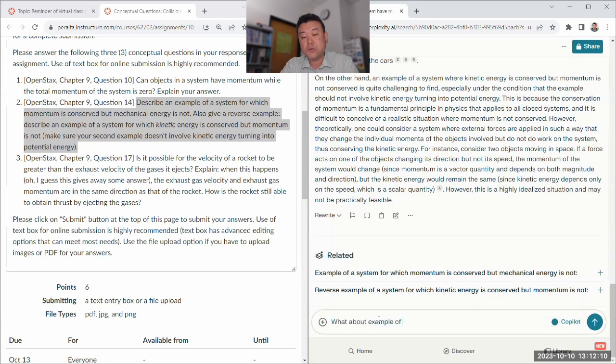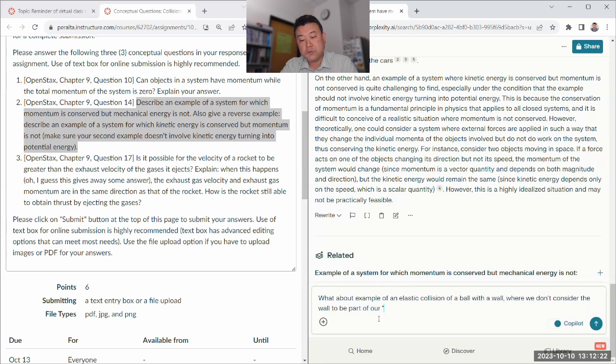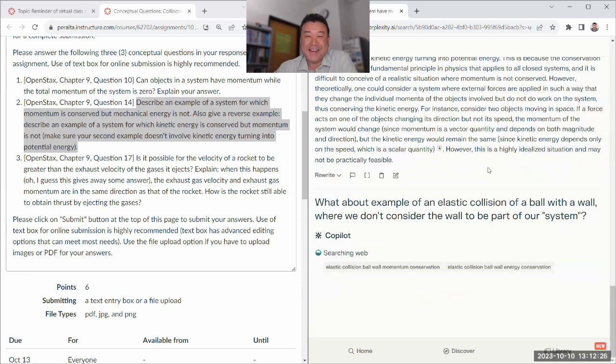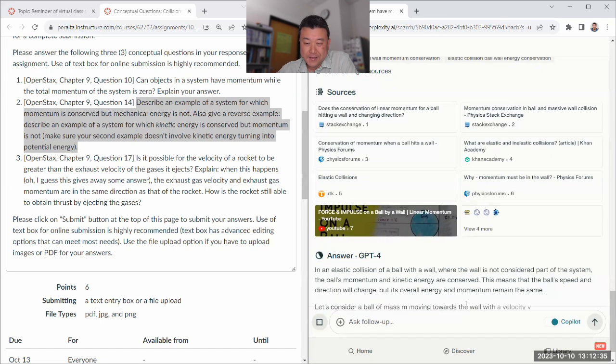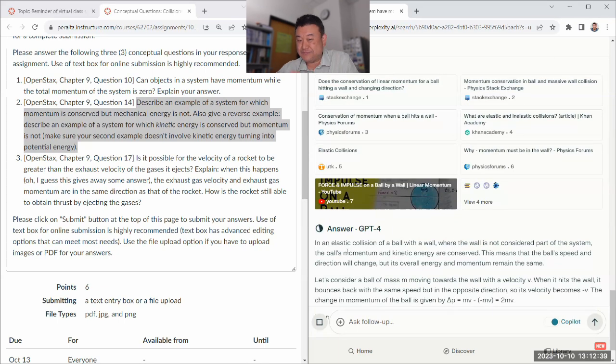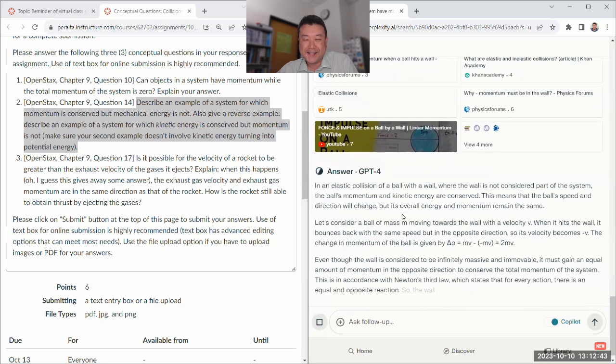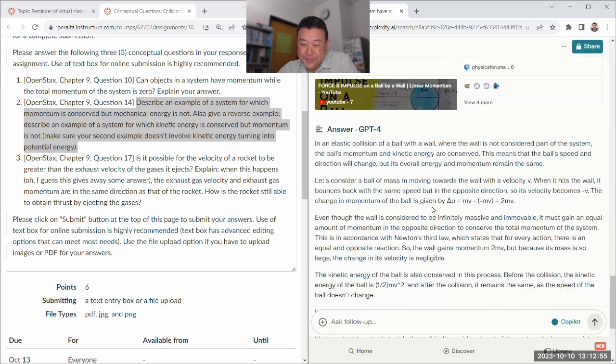What about an example of an elastic collision of a ball with a wall where we don't consider the wall to be part of our system? It's not that hard to find. I might have actually given this in my model answer. I do forget what I put in the model answer. Both, momentum is not conserved. Momentum gets reversed, so it's not conserved. Direction changes, which means momentum is not conserved. Overall energy remains the same. So yeah, there's a change in momentum. That's how the momentum of the system you are considering is changing.